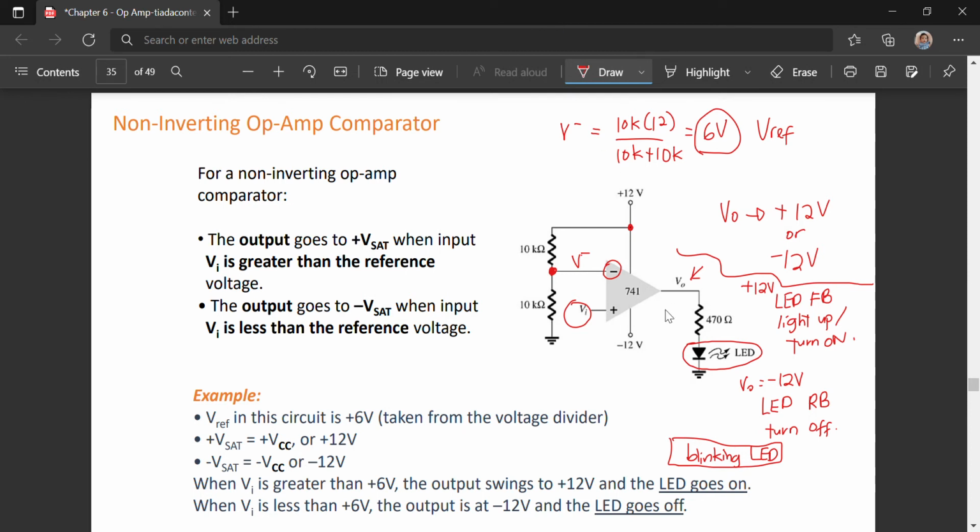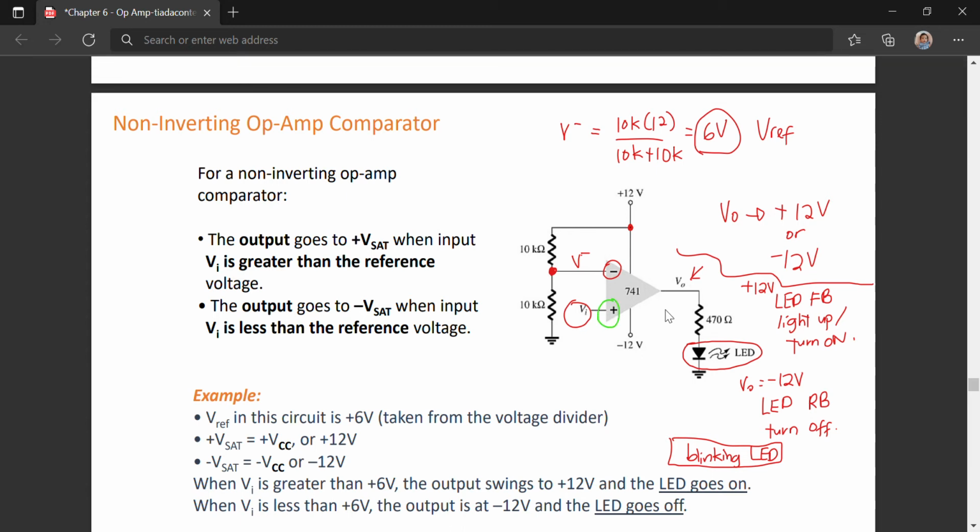However, you need to be careful which part of the Vin and Vref is connected. So here in this case, Vin is connected to positive. That's why Vin positive, your Vout will be positive. So if positive, your LED is forward biased and turned on. However, if the Vout is negative, your LED will turn off.